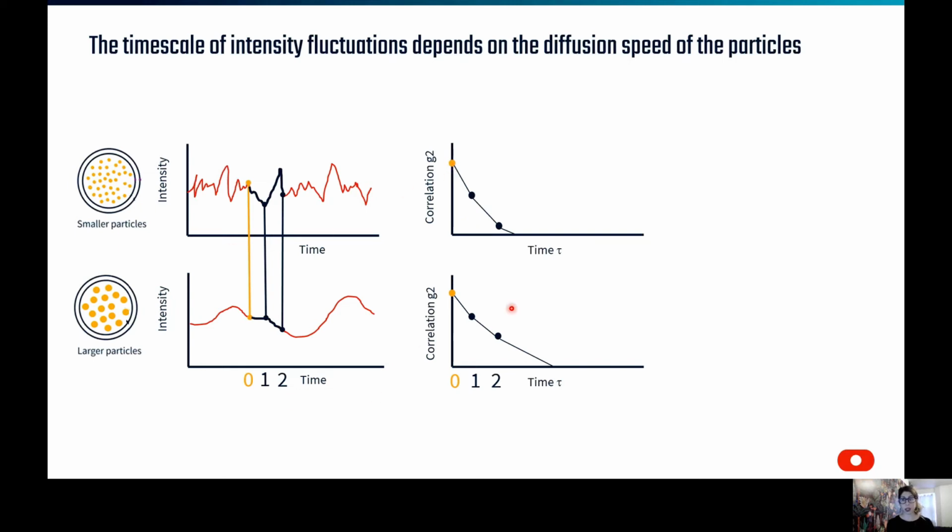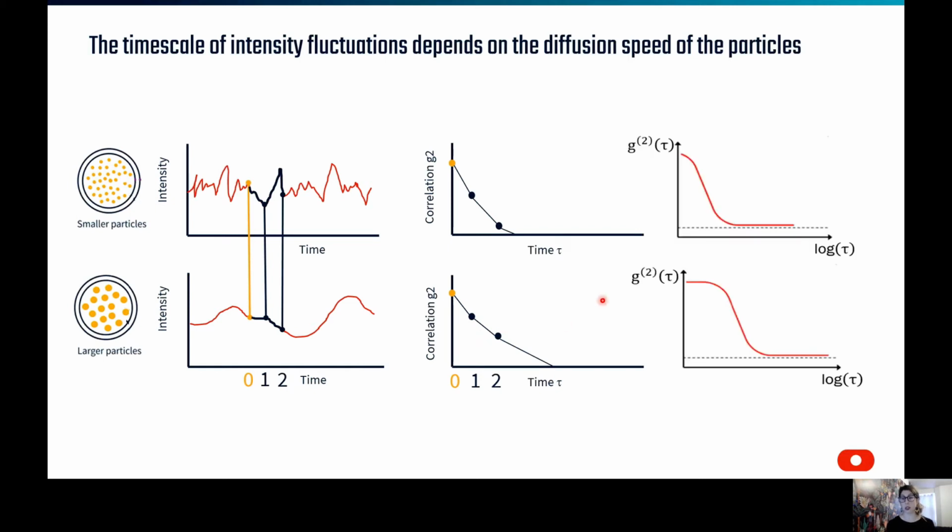The further that time goes on, the larger the difference between the intensity fluctuations, which decreases the similarity between the intensities and therefore that autocorrelation value. So this is going to decrease as a function of time for both large and small particles. However, the larger particles are slower, so that difference between the intensity at the initial location 0 compared to the intensity at the location over time is going to be relatively small, and those intensities are a lot more similar.